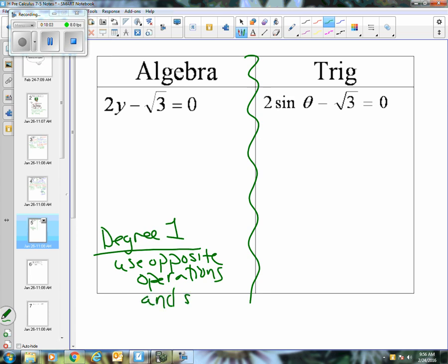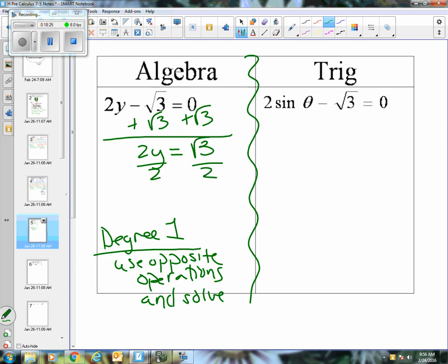So even if it's more complicated, like say you have to simplify each side of the equation first, or say you have variables on both sides, they're still the same degree. They're still to the first power. You can still solve. Just get everything on one side, numbers on one side, variable on the other, and we undo. So in this case, I'd add the square root of 3. I know that seems like kind of a goofy number for algebra, but it's not for trig, which is why I'm using it, and then divide by 2. I just solve. I undo what's been done to the variable. So y equals square root of 3 over 2. Solve for the variable. It's degree 1.